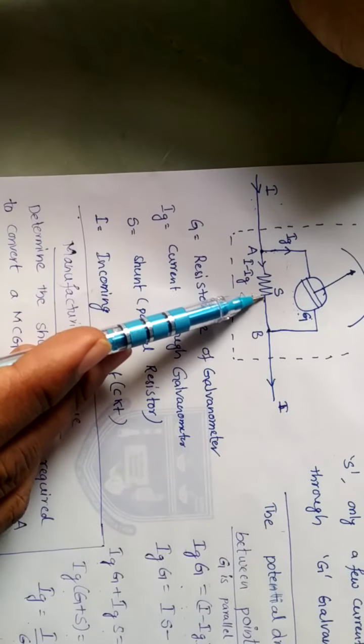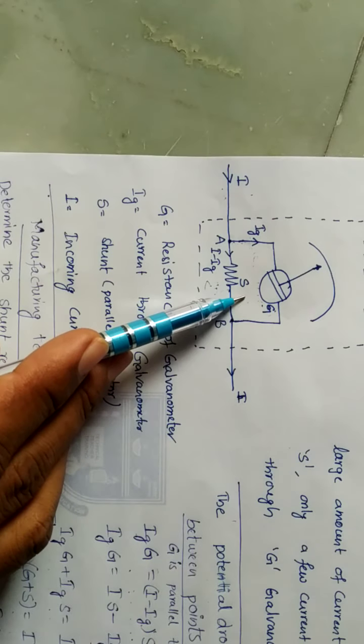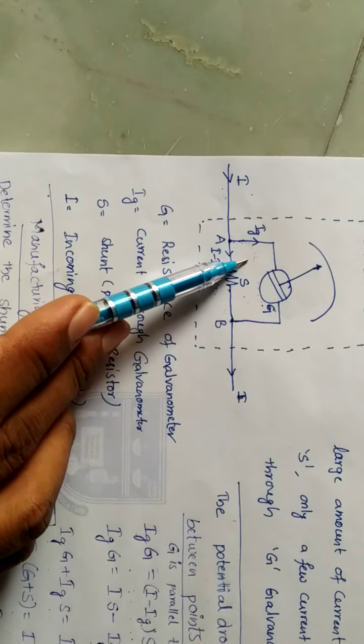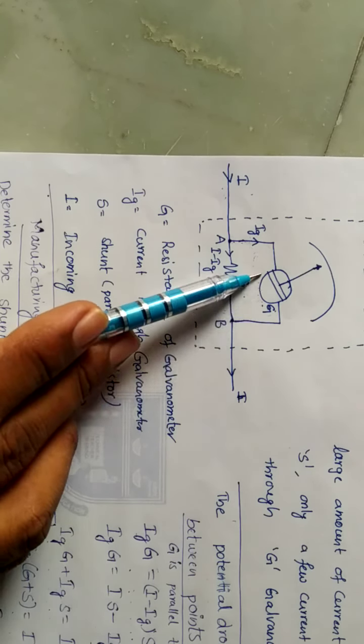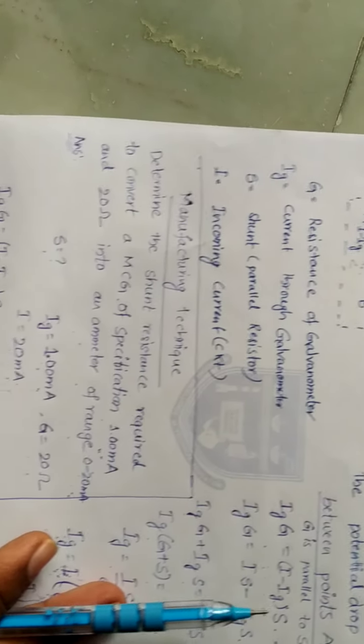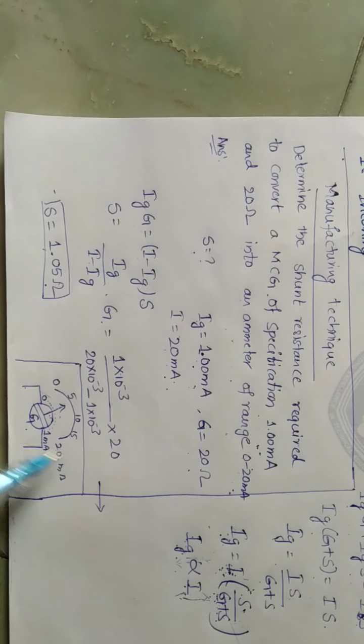If you connect a shunt resistance of 1.05 ohms like this, then this galvanometer, which is capable of measuring only 1 milliampere, can measure up to 20 milliamperes. How does the manufacturer do this? Simply by calibration. I have indicated it in a diagram.